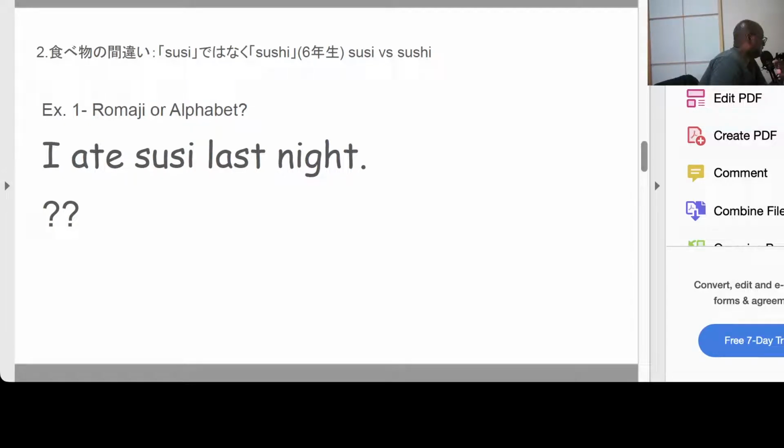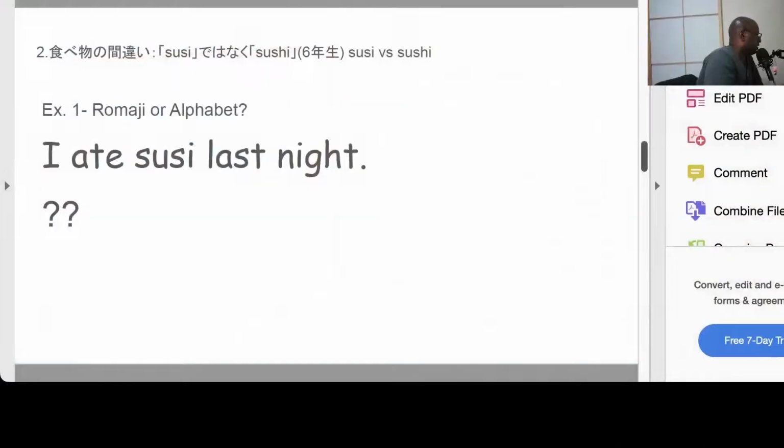The SUSI and SUSHI. So often students make the mistake because the way they have been taught, and the textbook uses romaji. In the 5th grade, Gonensei, romaji is said a lot, but there also is an alphabet, and they teach the alphabet too. English, though, is actually using the alphabet. Okay? So the thinking is a little backwards.